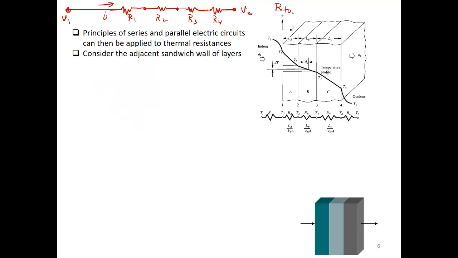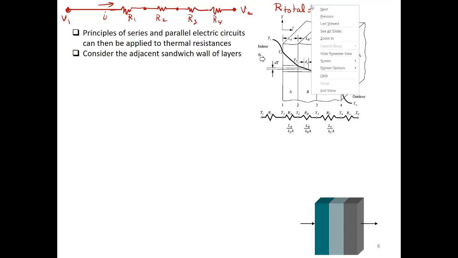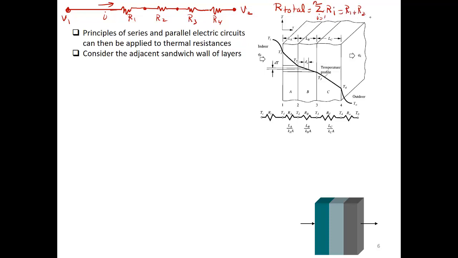Okay, so R total is equal to the summation of all the smaller resistances, i equals 1 to whatever number you have, or R1 plus R2 in this case, plus R3 plus R4, etc. And we'll go into the parallel just in a minute in the next slide.